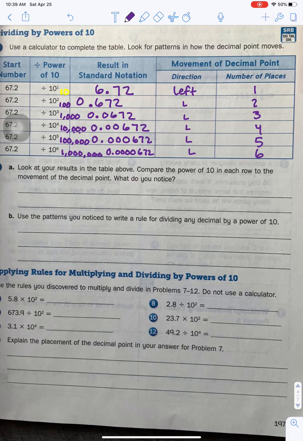Look at the results of the table. Compare the power of 10 to show the movement. What do you notice? This was similar to what we did yesterday. The number of places that the decimal point moves over is the number of the exponent. So 10 to the power of 6 shows that the decimal point moved 6 over to the left. So we can say that the decimal point moves to the left, part A.